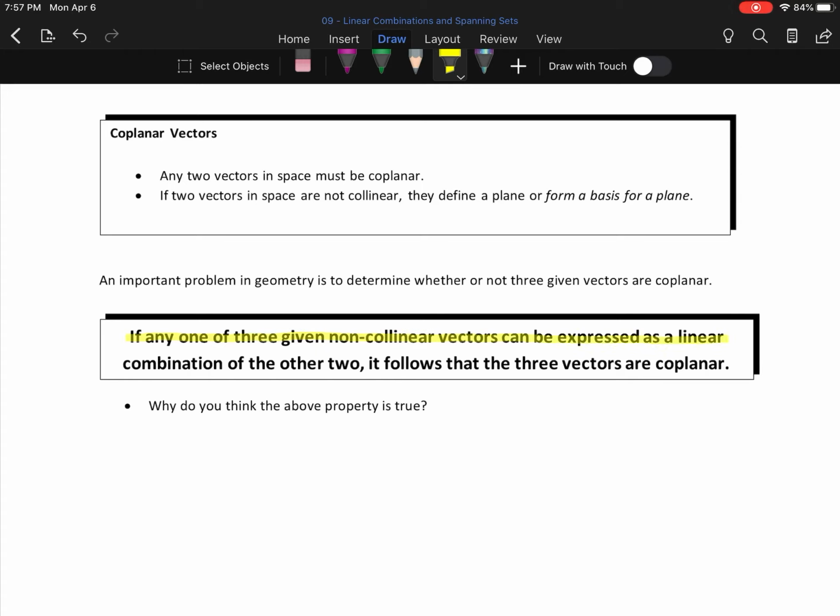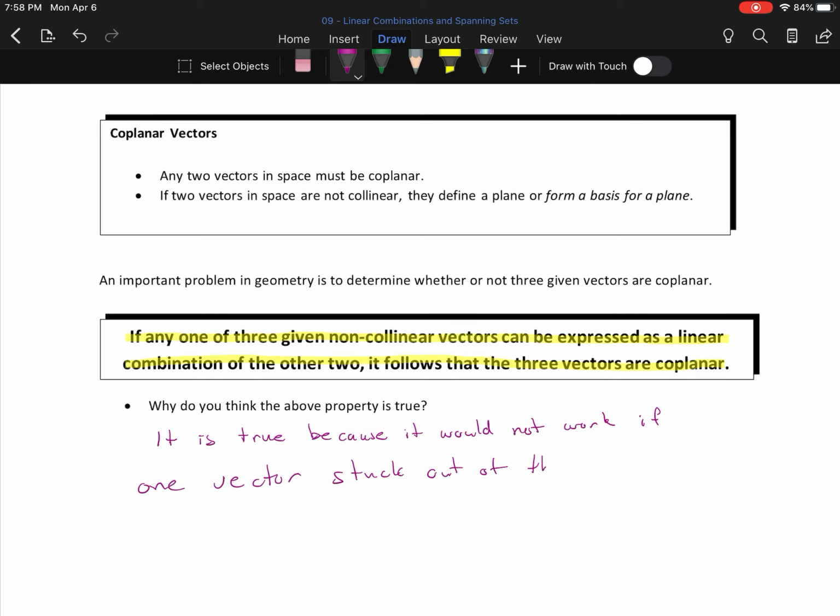Okay, so here's the big statement here. Get my highlighter out. If any one of the three given vectors can be expressed as a linear combination of the other two, it follows that the three vectors are coplanar. Why do you think this property is true? It is true because it would not work if one vector stuck out of the plane. That's the easiest explanation I can give of that right now.